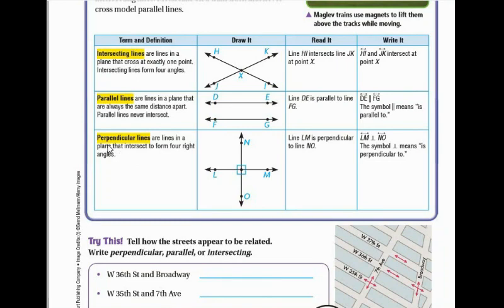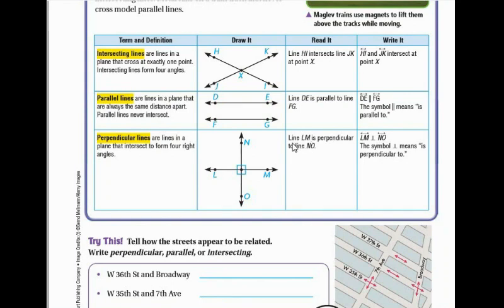Then we have perpendicular lines. This is a perpendicular line. They are lines in a plane that intersect each other also, but they are forming four right angles. So perpendicular lines are intersecting lines, but they are forming four right angles.